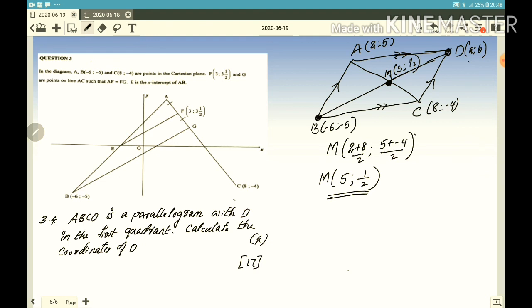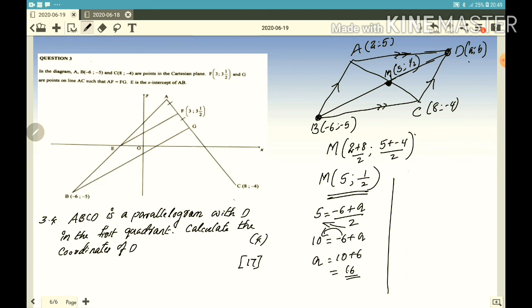Now we can easily find D because for BD, the midpoint is M. One end point B is there, midpoint M is there, we can find D very easily. How? Because X value of midpoint 5 is equal to X value of B, that is minus 6, plus X value of D, that is a, divided by 2. Then simplify. Cross multiply, that is 5 times 2, that is 10, is equal to minus 6 plus a. Therefore, a is equal to 10 plus 6. Answer is 16. Clear.